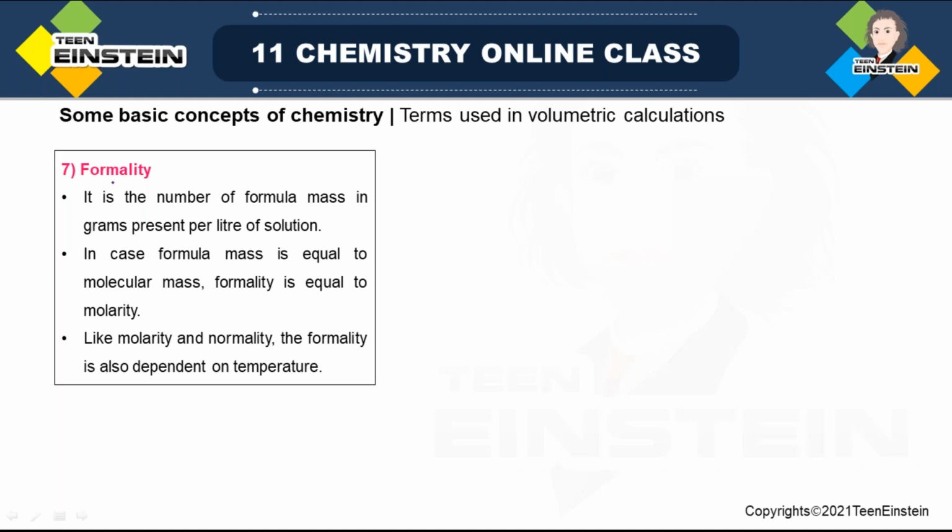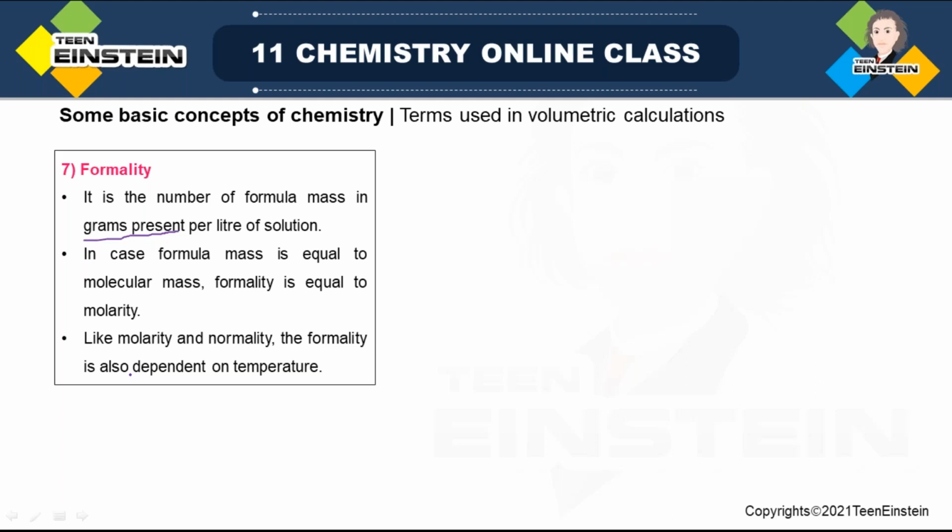Here we have formality. So formality is the number of formula mass in grams present per liter of the solution. Okay, so we have heard about molar mass, equivalent mass, but here you are seeing something new, which is formula mass. So we have to know first what is formula mass. When we express this formula mass in the unit of gram, then the number of this formula mass in grams that is present per liter of the solution, that is actually formality.